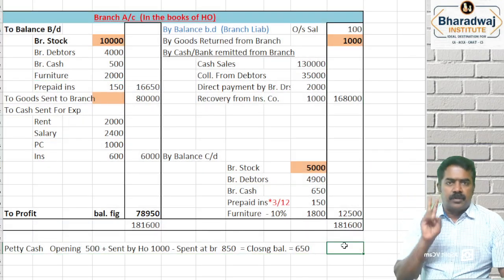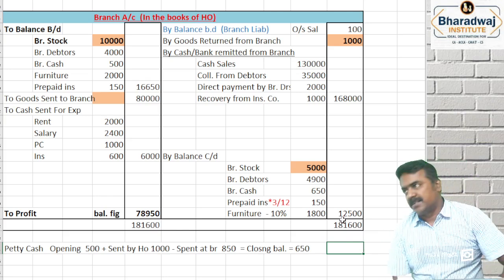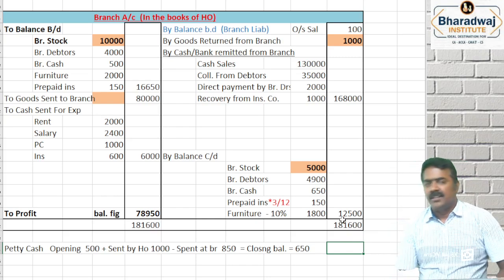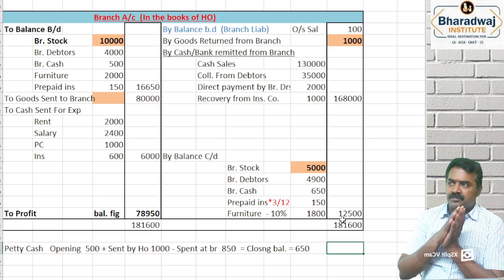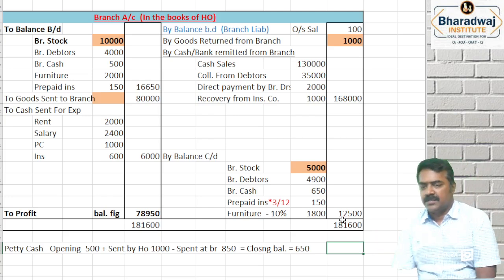Now go to question number 2. The question is under stock and debtors method. We'll do it under the debtors method. Then the same question we'll do under stock and debtors method.